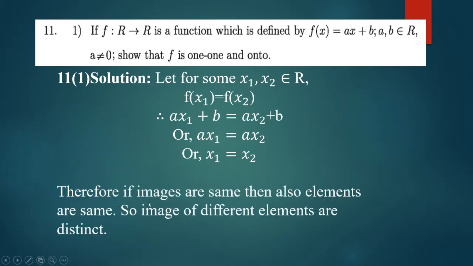Therefore, you get x1 equal to x2. Same case, if images are same, then also elements are same. So images of different elements are distinct. Clear? So f is one-one.